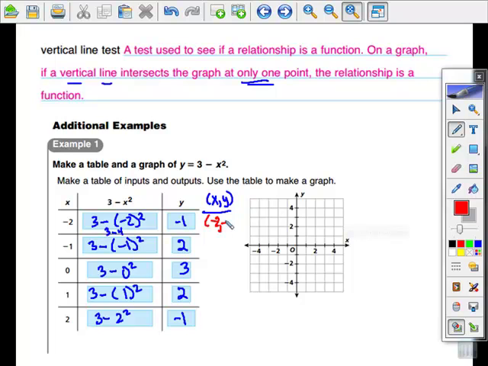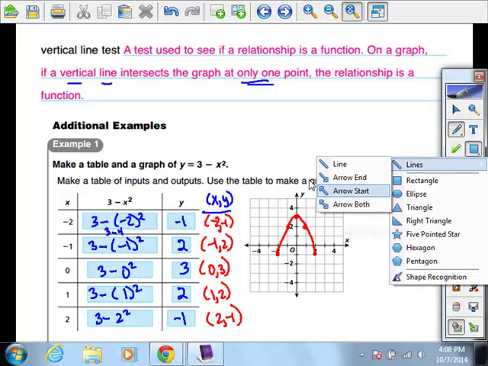So we have the coordinates (negative 2, negative 1), (negative 1, 2), (0, 3), (1, 2), and (2, negative 1). Let's go ahead and plot those. Definitely not linear. If we connect these, it looks like this. This is actually called a parabola. Let's do our vertical line test and see if it's actually a function.